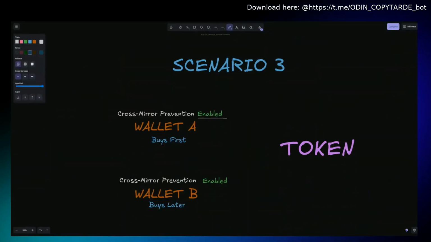Scenario 3. Both wallets have cross-mirror prevention enabled. If wallet A buys first, the bot mirrors it. But if wallet B tries to buy the same token, the bot doesn't mirror it because prevention is active for both wallets. And that's the magic of cross-mirror trading prevention.